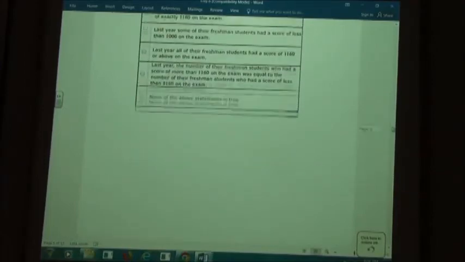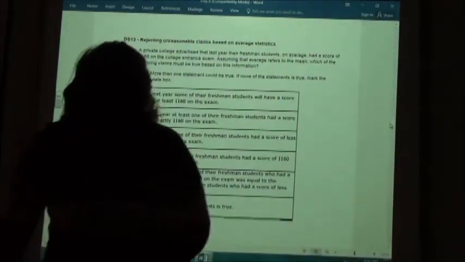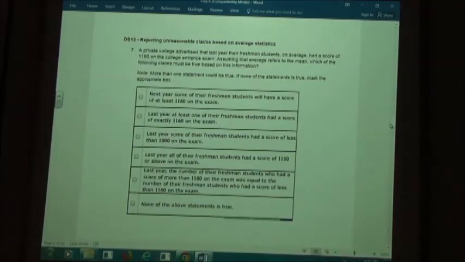All right. The next thing. The next ones are rejecting unreasonable claims based on average statistics. So basically they want you to read these to see if they would be a reasonable thing or not, or did somebody just try to trick you with their statistics.